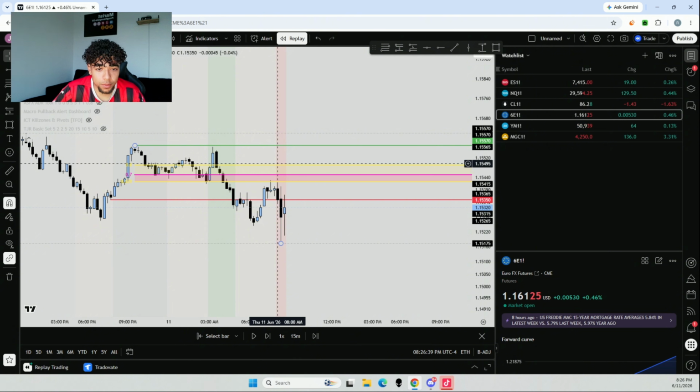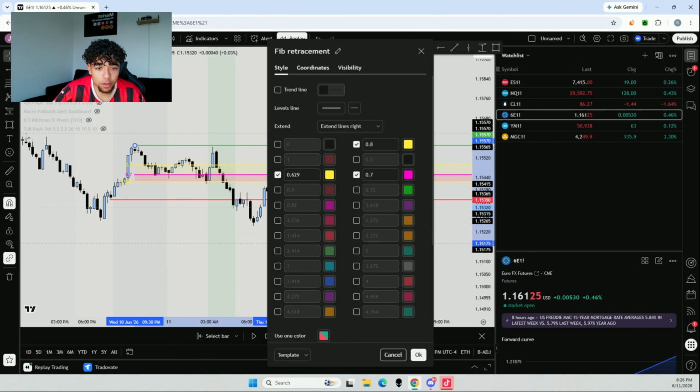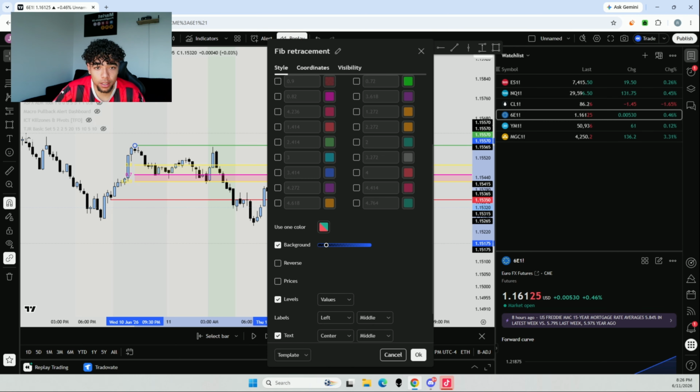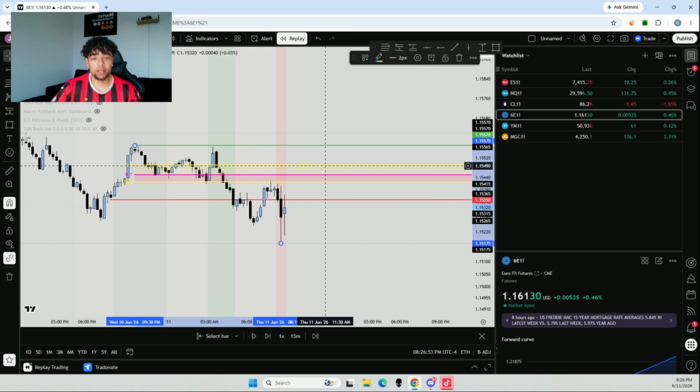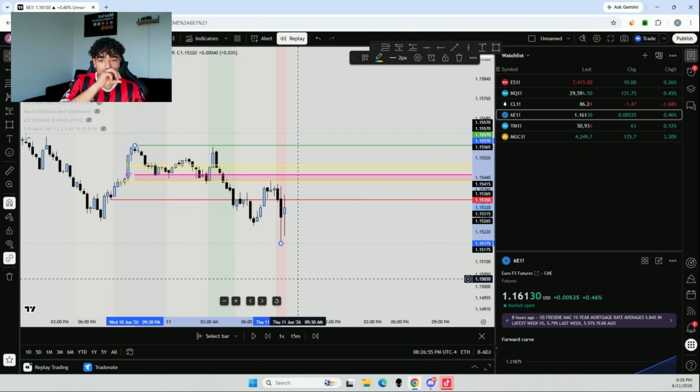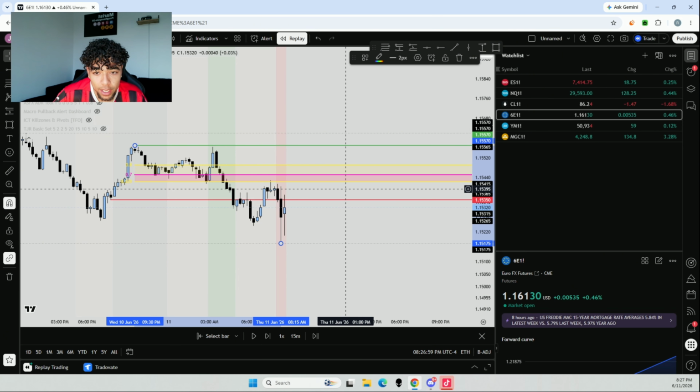We're going to mark our fib tool, and on my fib tool, these are the only levels I care about. Right here, these are my settings. You can change the colors, use background. And I just want to see us either hit this 60 level or this 70 level. Never really enter off the 80%. That's kind of for stops. I'm using 80 and 90 for stops.